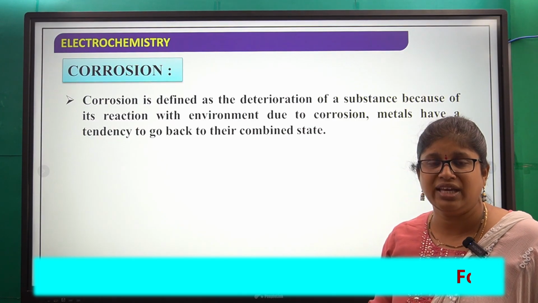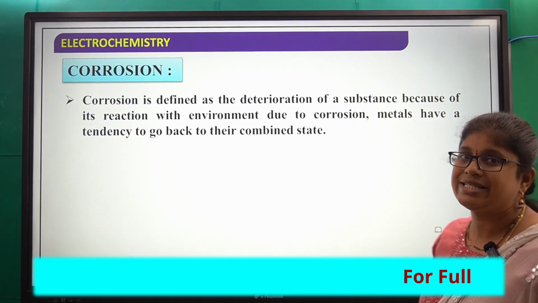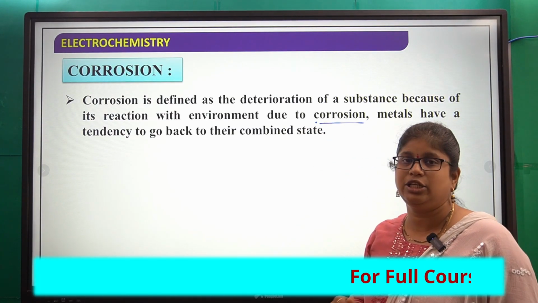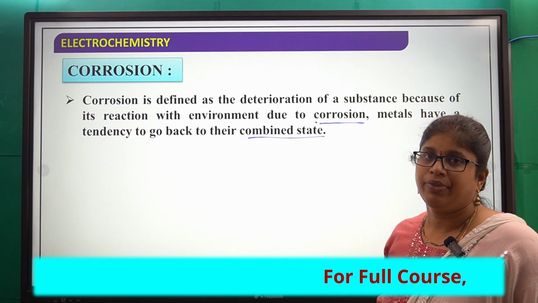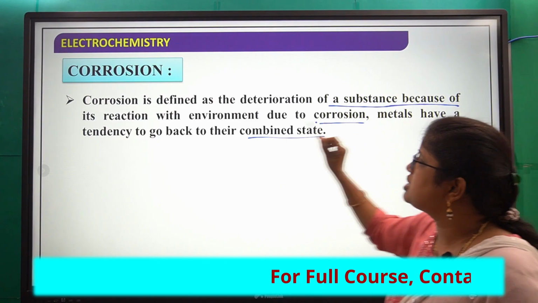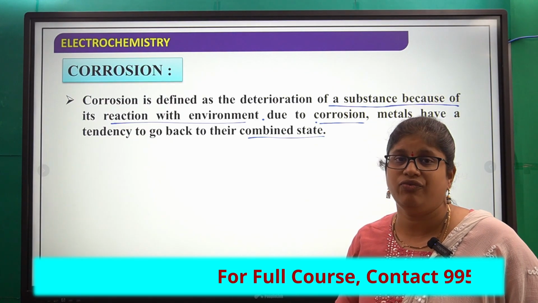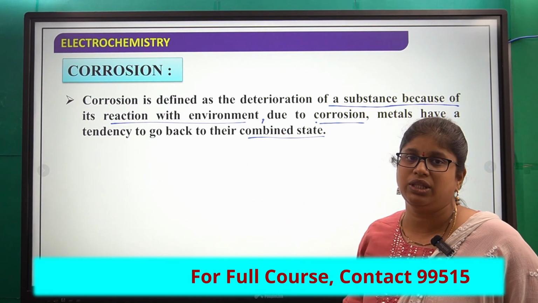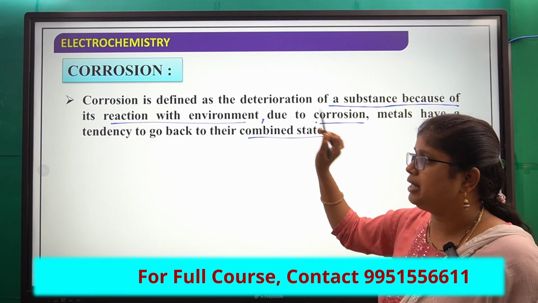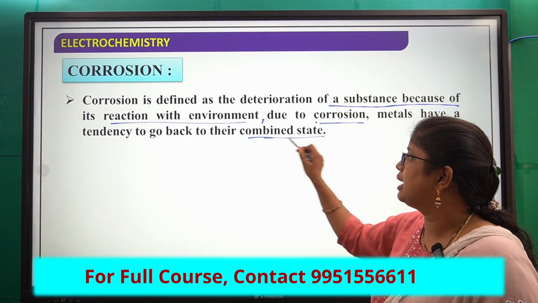Here, corrosion is defined as the deterioration of a substance because of its reaction with the environment. Due to corrosion, metals have a tendency to go back to their combined state. If a metal reacts with the environment, it forms another substance on its surface.